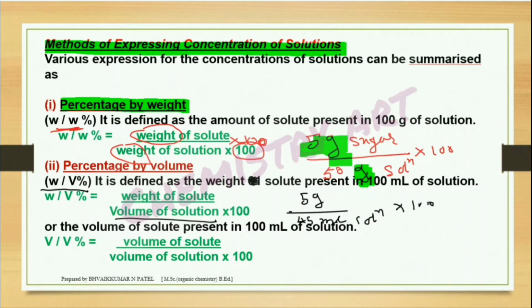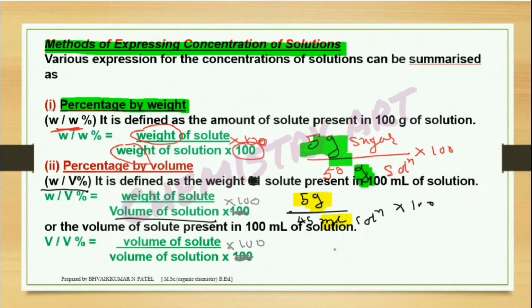Okay, into the 100. So what you have to see here again, 5 gram and 45 ml. So it is known as W by V. And the last one again here, remember this thing, 100 is multiplied here, and here also 100 is multiplied. So volume by volume, you can also use this expression. So what is volume by volume?